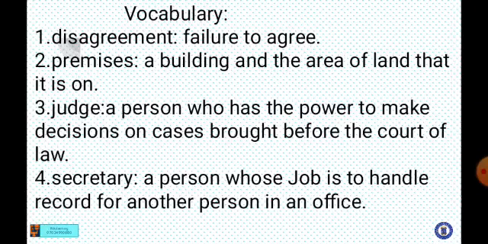Number 4, secretary. A secretary is a person whose job is to handle records for another person in an office. So the work of a secretary is to handle records of another person in an office. Take for instance our school. We have secretaries and you all know our secretaries, Mr. Ambrose and Mr. Mike. They are the secretaries to the school. So they are the ones handling the records of that school. So that is the work of a secretary. When you hear this person is a secretary, that means it's a person whose job is to handle records for another person in an office. Is that clear? Good.